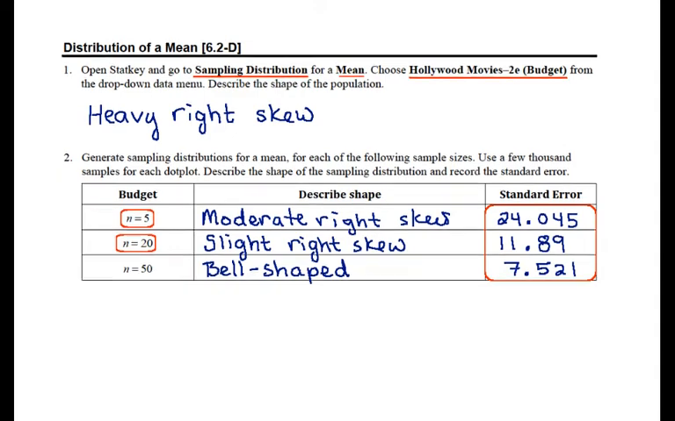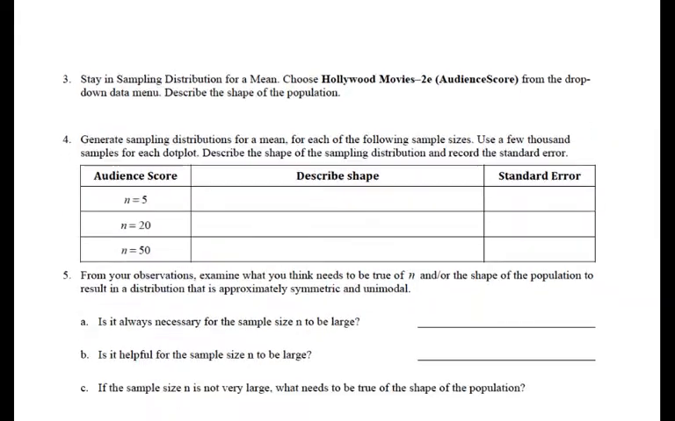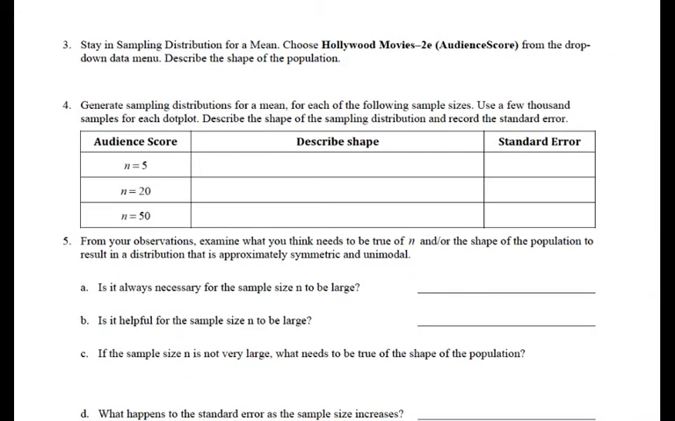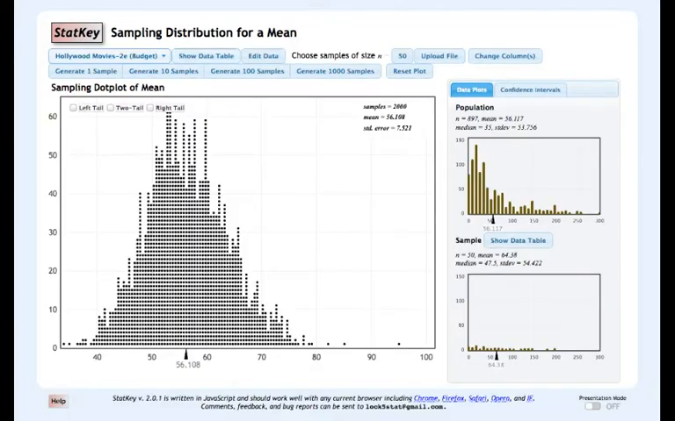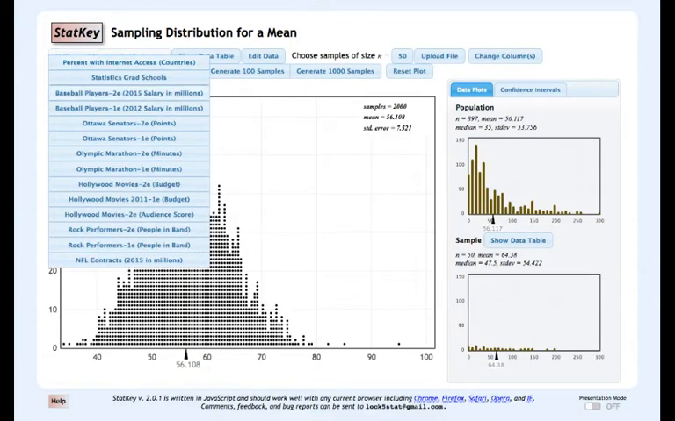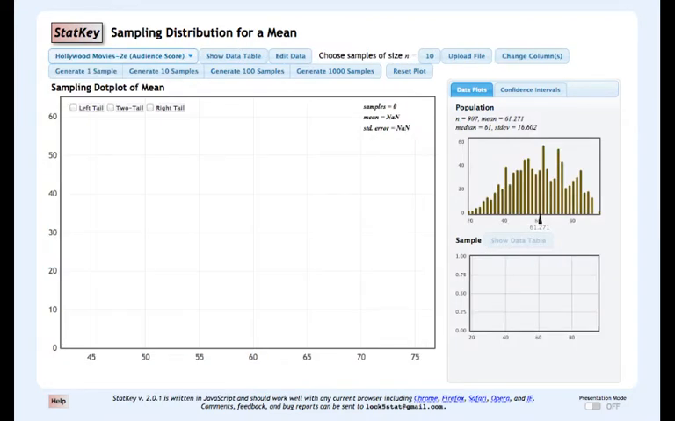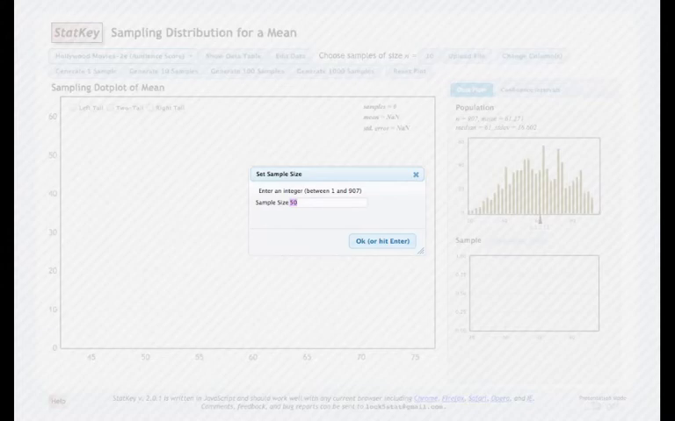So we're going to do this for another variable now. Also in the drop-down data menu, we're going to choose Hollywood Movies 2E, that's from the second edition of the logbook. This time the variable audience score instead of budget. So back to the data menu, Hollywood Movies 2E audience score. And I'm going to again start with samples of size 5.